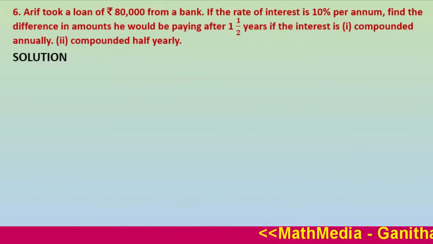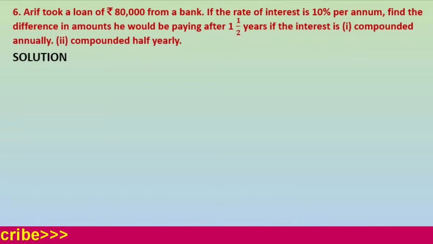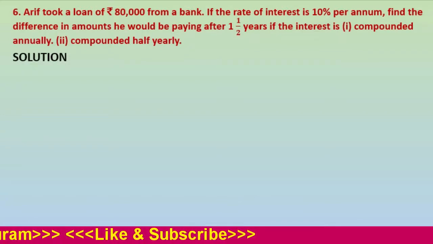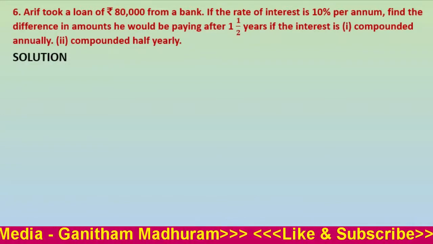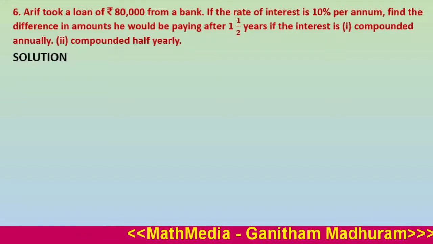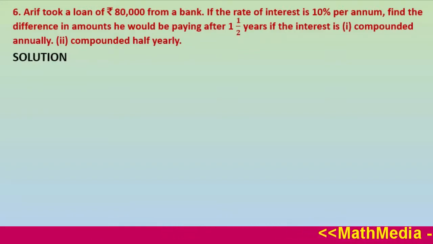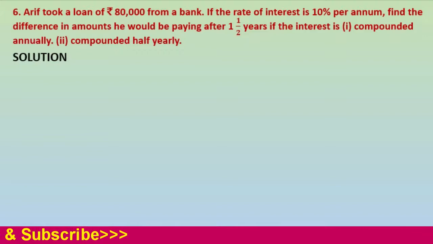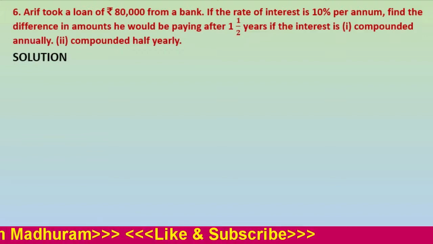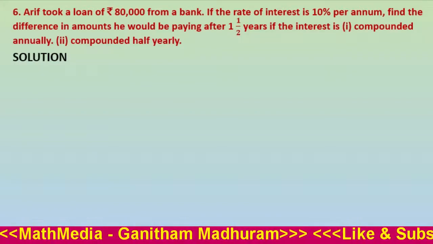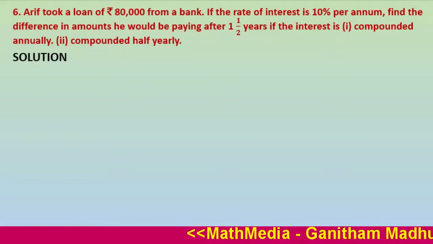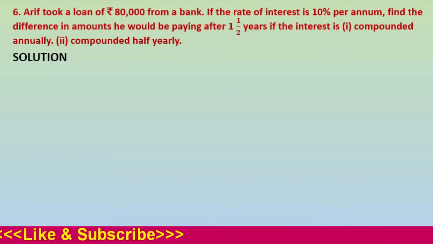Arif took a loan of rupees 80,000 from a bank. If the rate of interest is 10% per annum, find the difference in amounts he would be paying after 1.5 years if the interest is compounded annually, and second part, compounded half yearly.